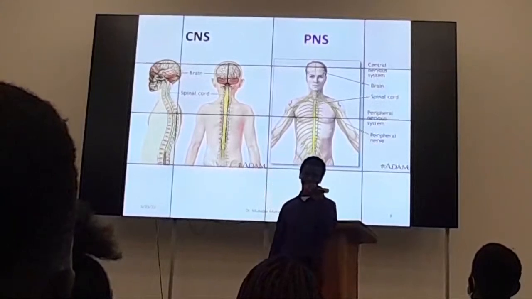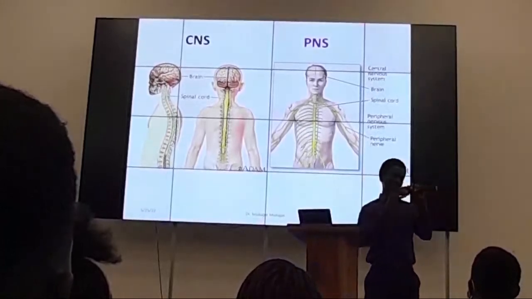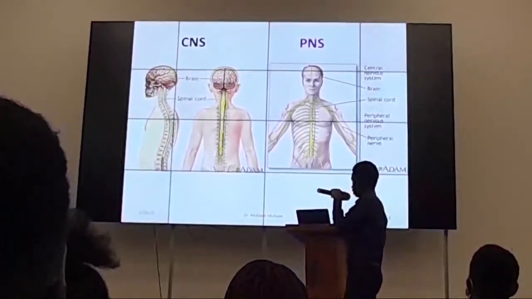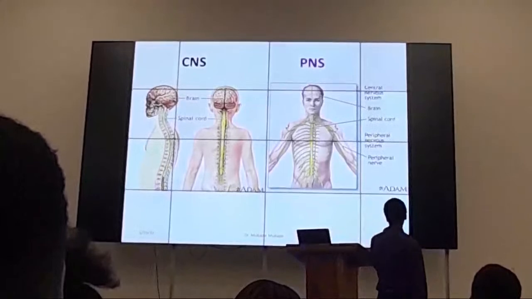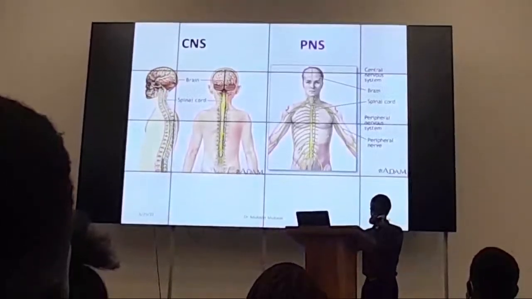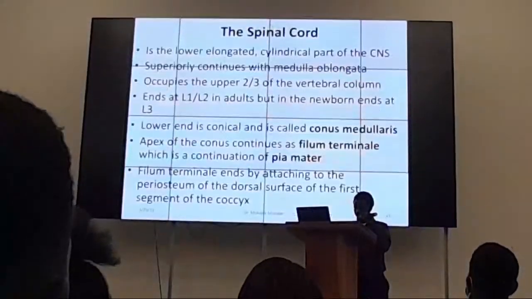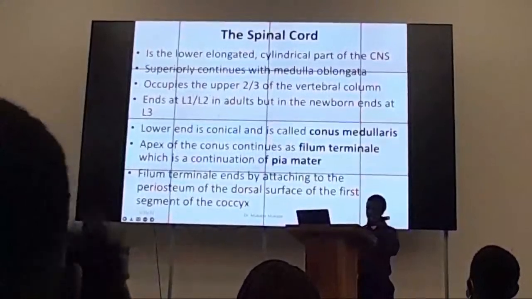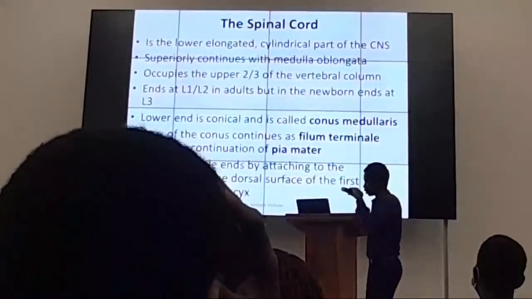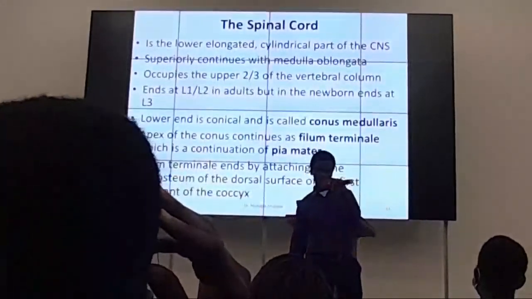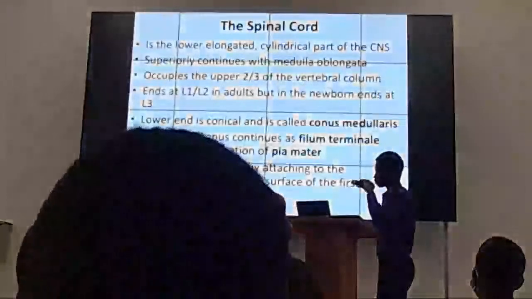And the evidence is there. What is the evidence to show that the spinal cord and the vertebral column initially were of equal length? The evidence is a thread of pia mater which extends from the conus medullaris, which we call filum terminale. Filum terminale is a continuation of pia mater which goes all the way to the coccyx. So that is evidence enough to show that these two structures were of equal length.